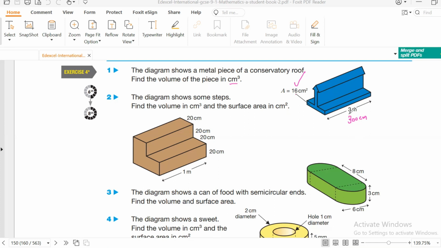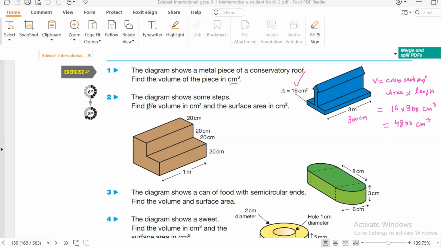And we are looking for volume. So volume is equal to cross-sectional area multiplied by length. So that gives us 16 into 300. Now it is in centimeter cube. So 16 multiplied by 3, then put two more zeros. So this is your required answer.